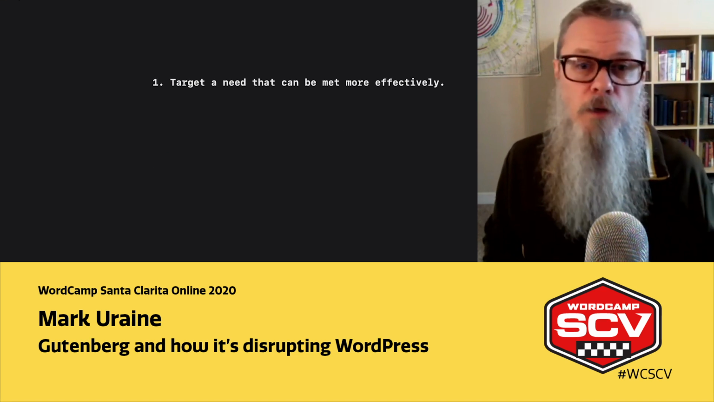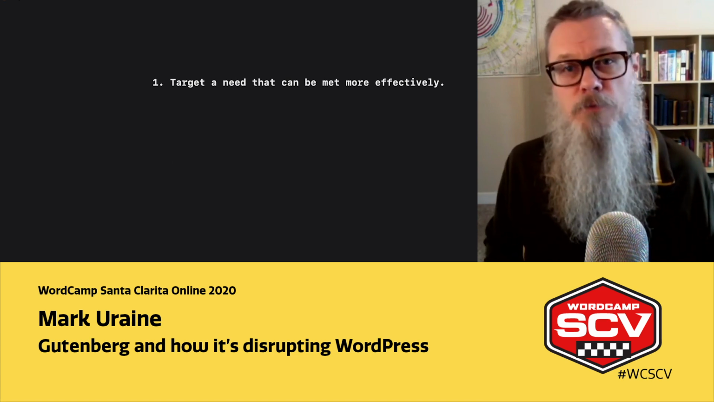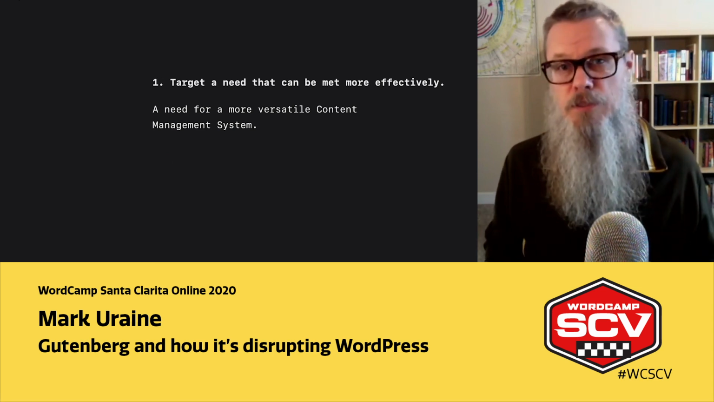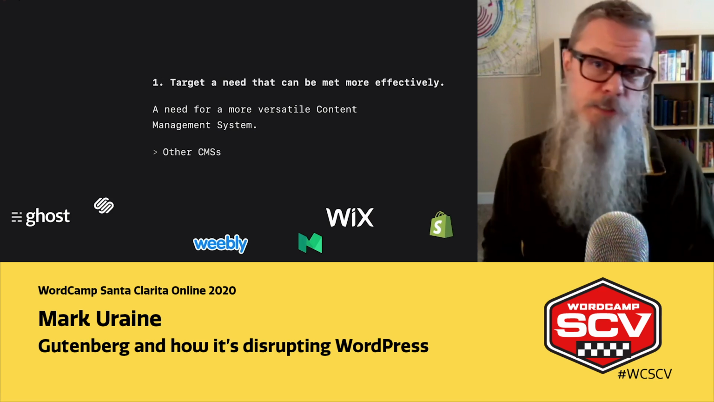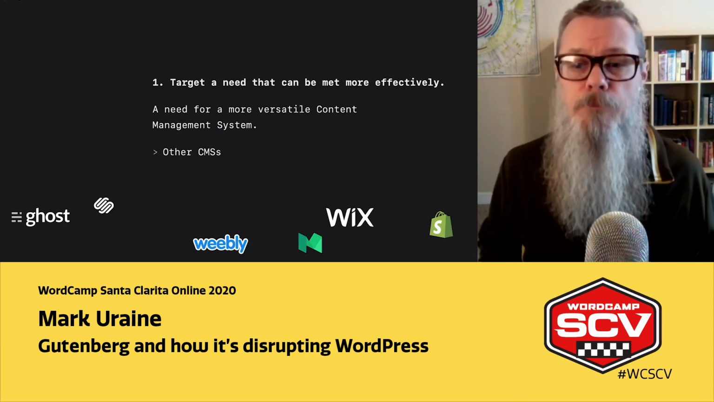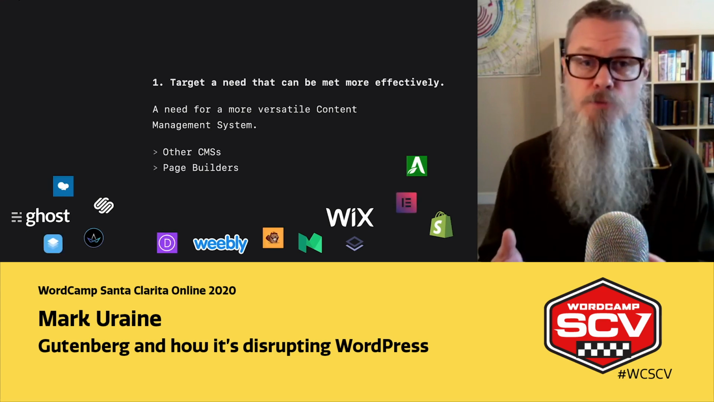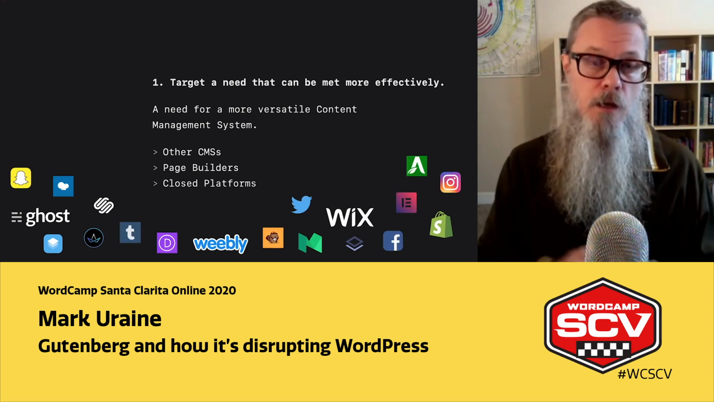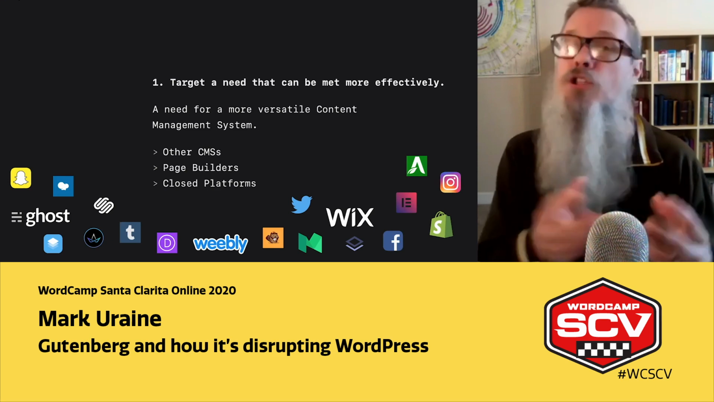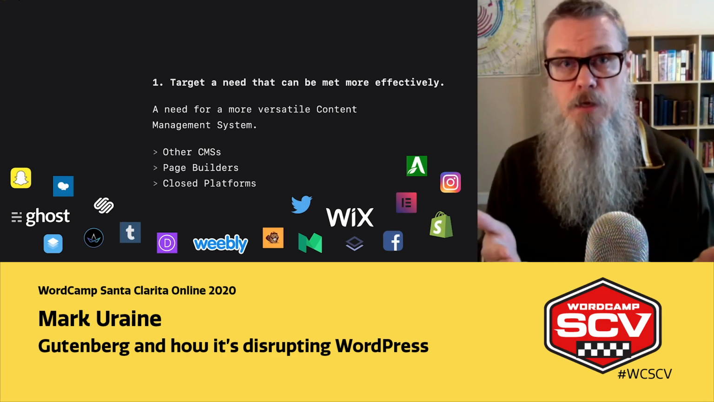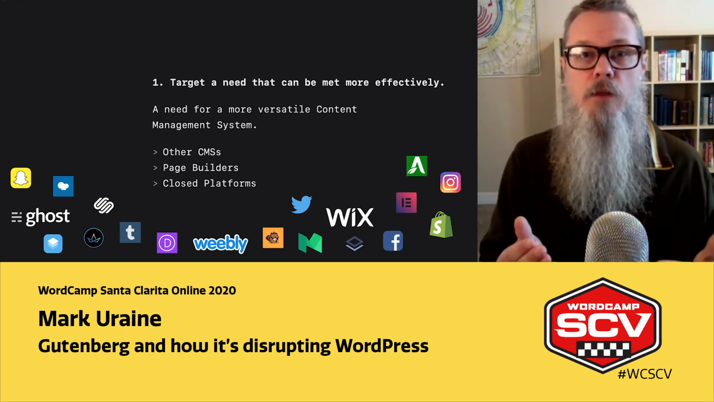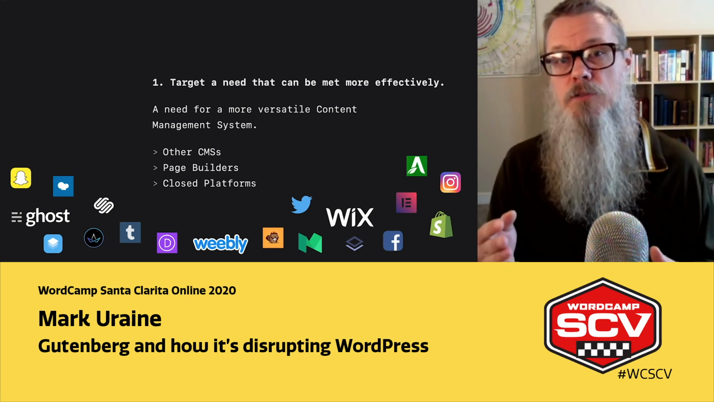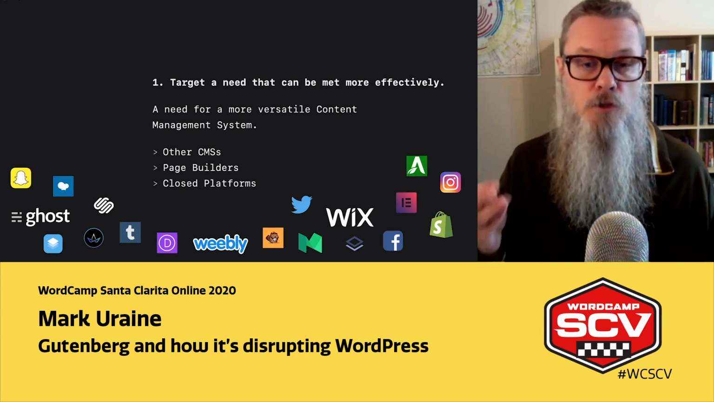So talking about number 1, that need that needs to be met more effectively. We saw there was a need for a more versatile content management system. This was evident in the amount of other CMSs that were gaining popularity. We saw a growth in page builders happening in the ecosystem and closed platforms that were rising. So taking a look at all this common trend that was happening throughout the years, how can we position WordPress in a place to meet those needs and excel even further, especially in a way to keep the web open, using open source software?